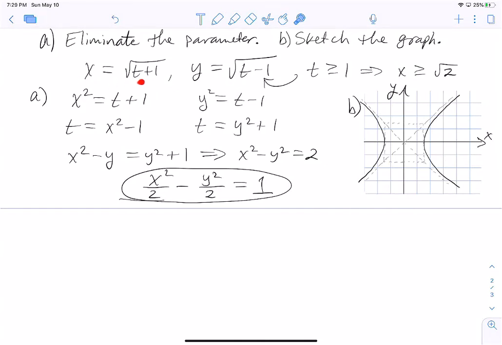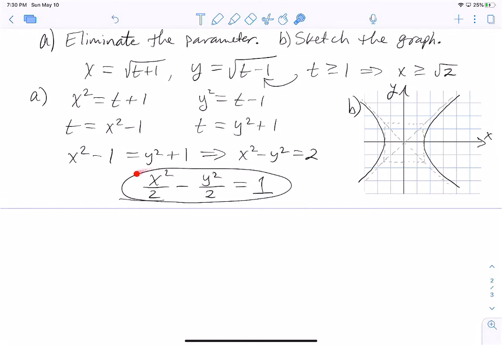Since x is equal to the square root of t plus 1, x squared must be t plus 1, and so t is x squared minus 1. y is equal to the square root of t minus 1, and so y squared is equal to t minus 1. So t is equal to y squared plus 1. Setting those two equal to each other gives me x squared minus 1 is equal to y squared plus 1. Getting x and y on the same side gives me x squared minus y squared equals 2, with the constants together on the other side.